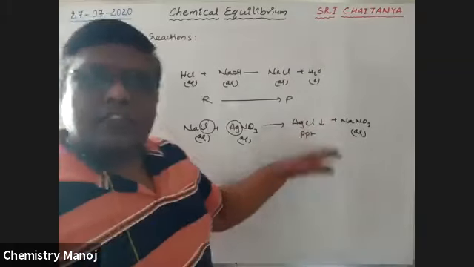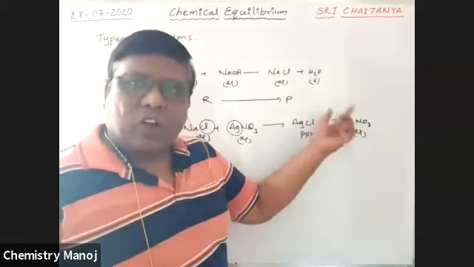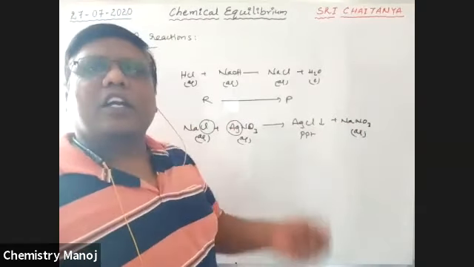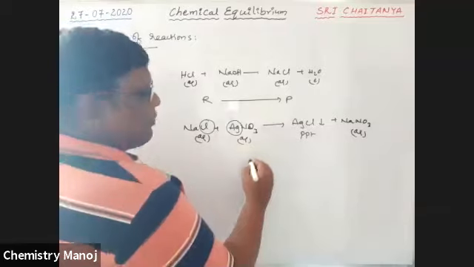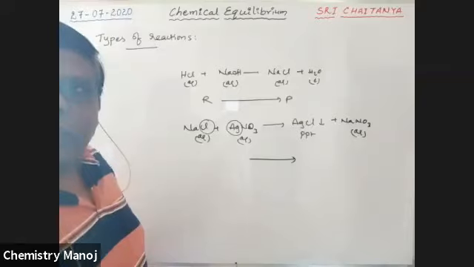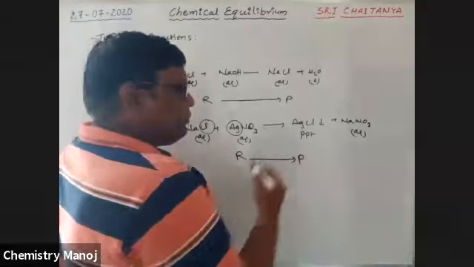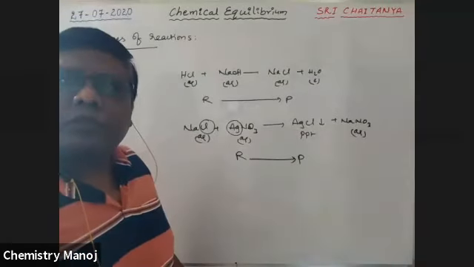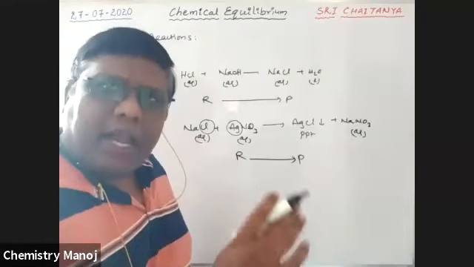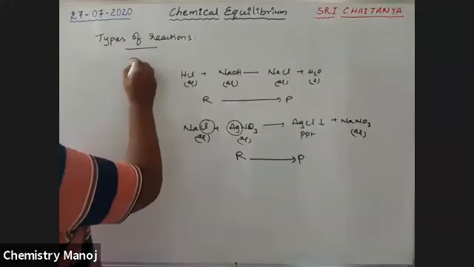So once the AgCl is formed, it is not possible to react once again. This AgCl does not react with NaNO3. So in the backward direction, reactants are not formed again. That means here also the reaction takes place only from left to right, but not right to left. That means it is only one direction, from reactants to products. So those reactions which allow only one direction, from reactants to products, are called irreversible reactions.